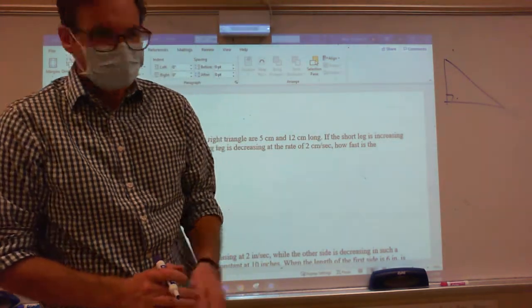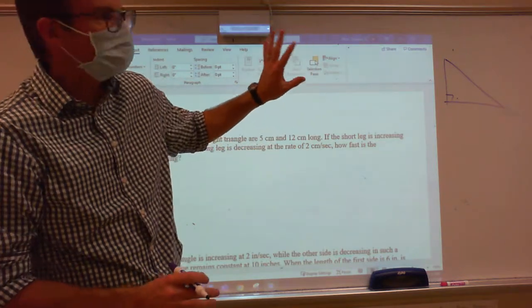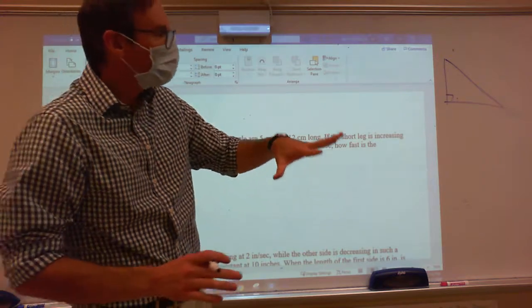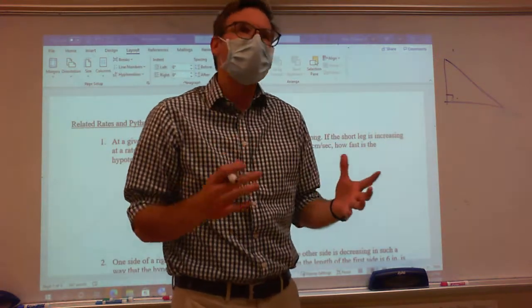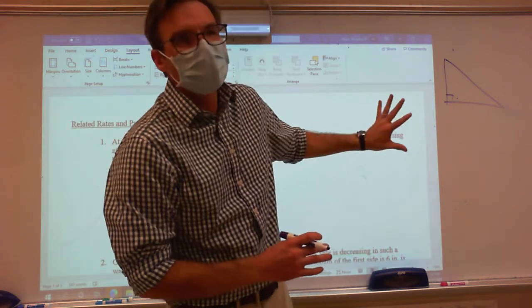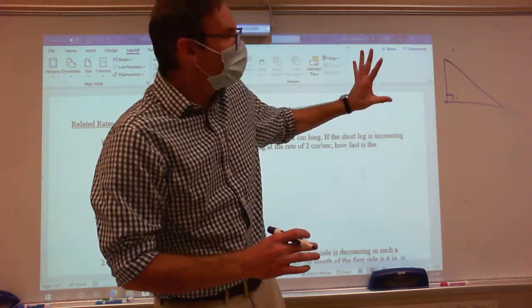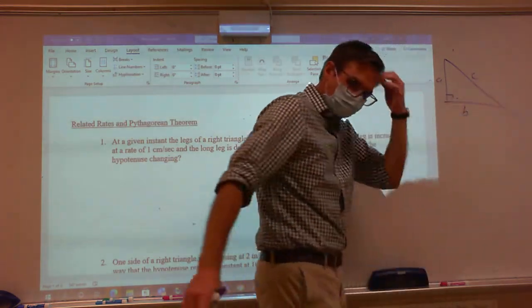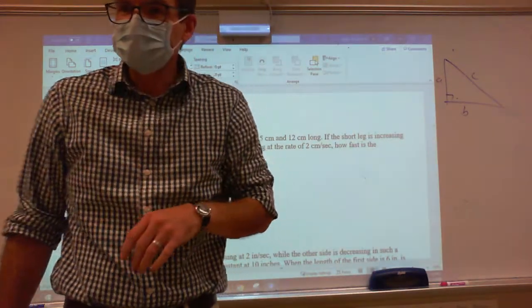Now, whenever you draw a picture, when you label it, I want you to use letters. Next class period, we'll talk about when you can actually plug in numbers. But for today, anytime you draw a picture, pictures are great, but they're worthless unless you label the sides. And so I'm going to label my sides A, B, and C. Right?